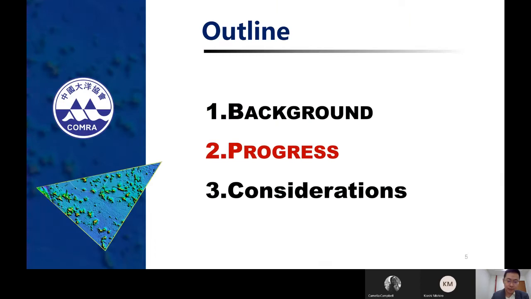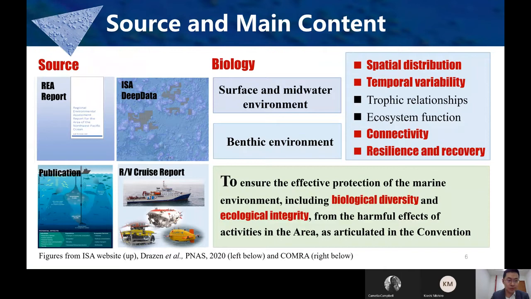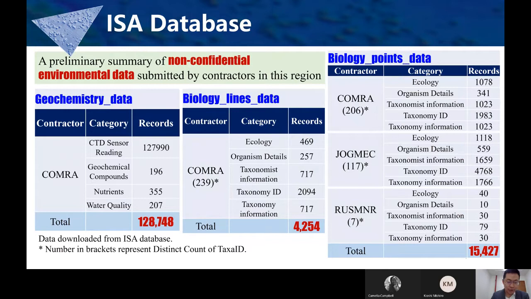In this presentation, the sources are from the IEA report, the ISA DeepData database, publications, as well as cruise reports. In these contents, I will introduce the surface and the middle water environment and the benthos environment. Here are the ISA database records, which can be downloaded freely from the ISA website. The most contributions were from COMRA, GeoMar, and the contractors from Russia and Korea.